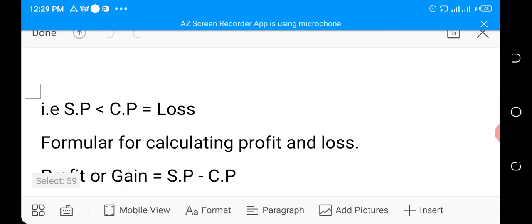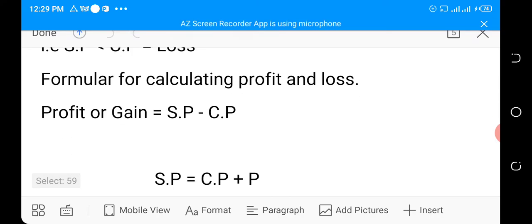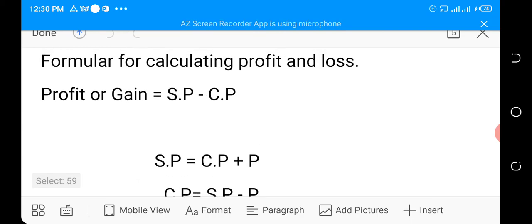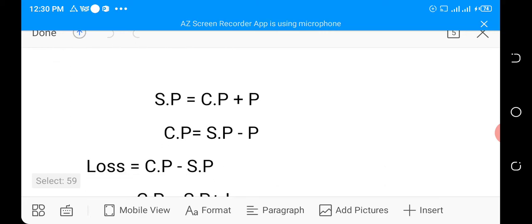So let's look at the formula for calculating profit and loss. Profit or gain is equal to selling price minus cost price. From here also, you can calculate selling price. Selling price is equal to cost price plus profit. You can also calculate cost price. That is cost price at a profit. It will now be selling price minus profit.